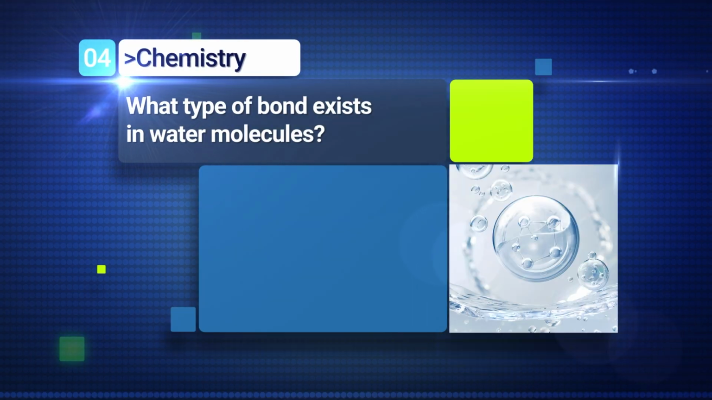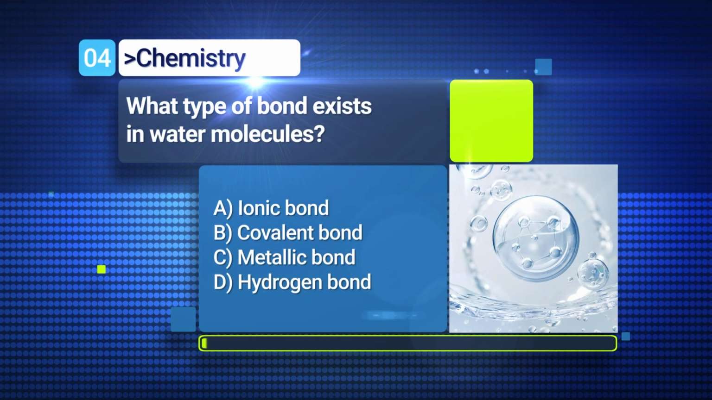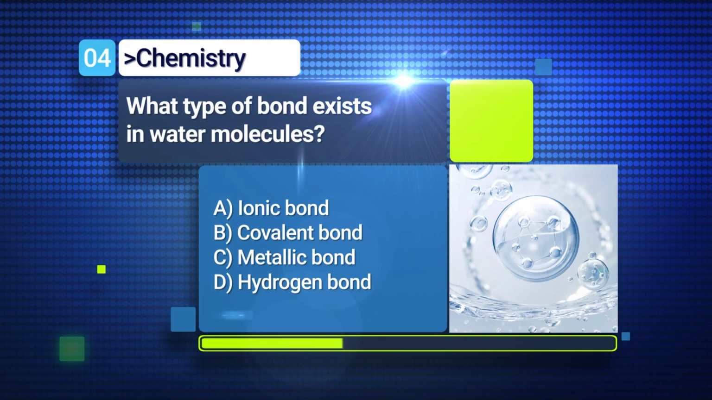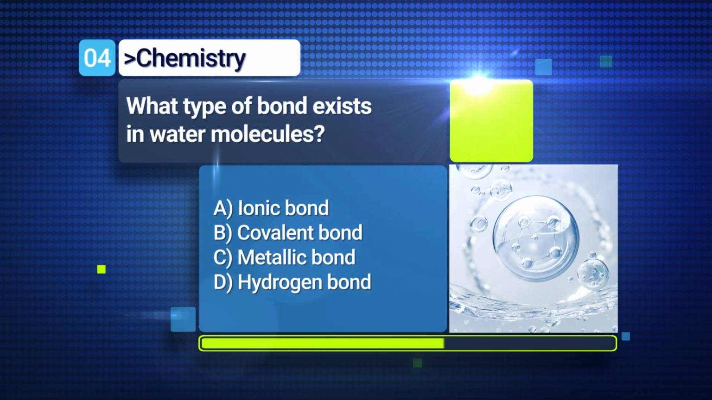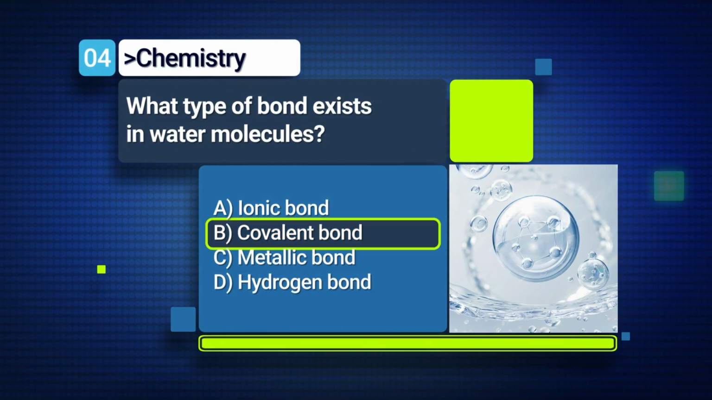Question 4. What type of bond exists in water molecules? A. Ionic bond. B. Covalent bond. C. Metallic bond. D. Hydrogen bond. Answer: B. Covalent bond.